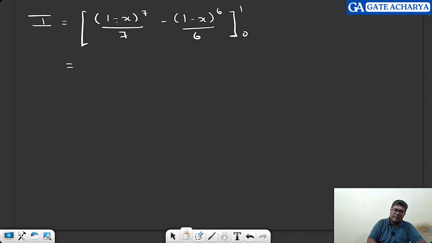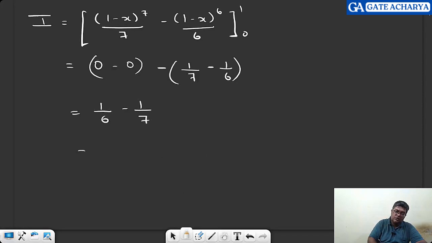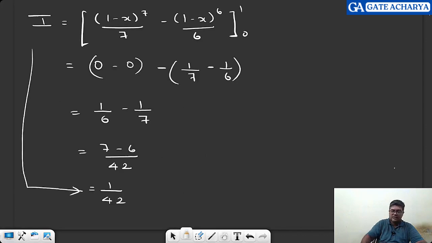Now you just have to apply the limit. So upper limit, 1 minus 1 is 0. Again, 1 minus 1, so 0. So upper limit is 0 entirely. Minus, what is the lower limit? 0. So 1 minus 0 is 1. So 1 by 7 minus 1 by 6. So if I take this inside, 1 by 6 minus 1 by 7. Now cross multiply it. So 7 minus 6 divided by 7 into 6, which is 42. So the answer is 1 divided by 42. That's it, guys.